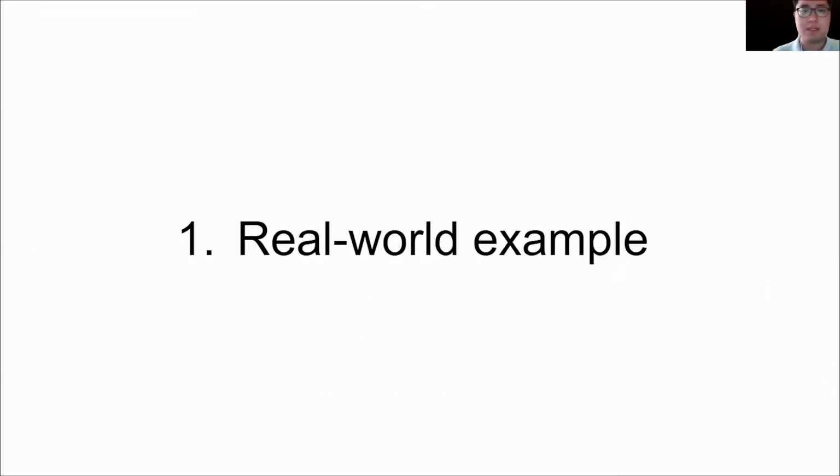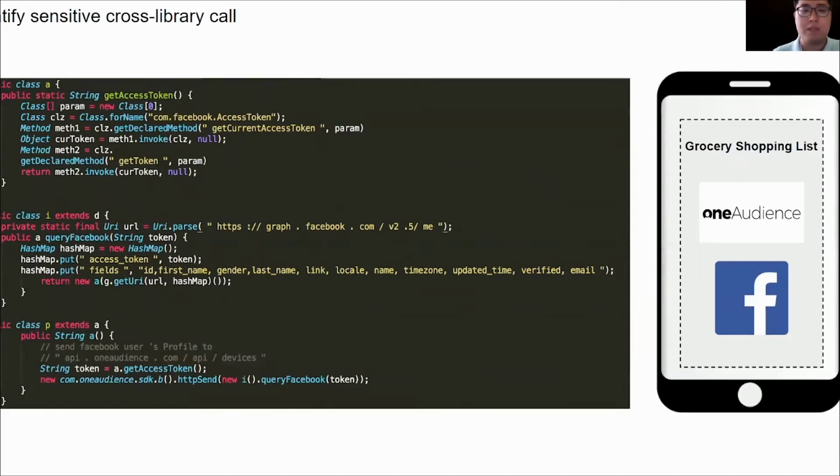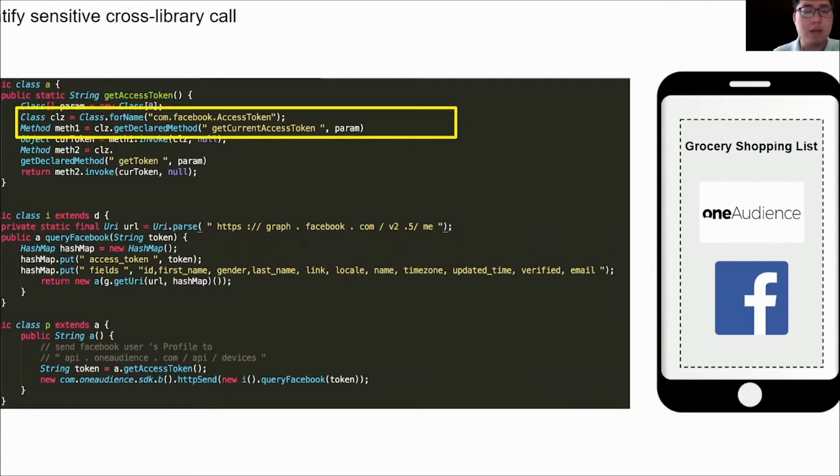Here we use a real example to explain how those malicious libraries perform data harvesting. Specifically, we inspect an app, Grocery Shopping List, with 1 million installs on Google Play. It contains both an ad library, One Audience, and the Facebook SDK for single sign-on. As shown in the left picture, a class in the One Audience library is found to invoke the Facebook getCurrentAccessToken method using reflection. The return value of the function is the user's Facebook session token.